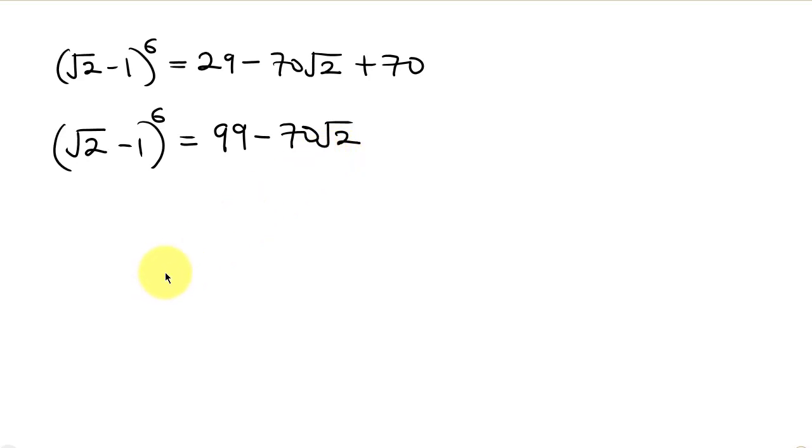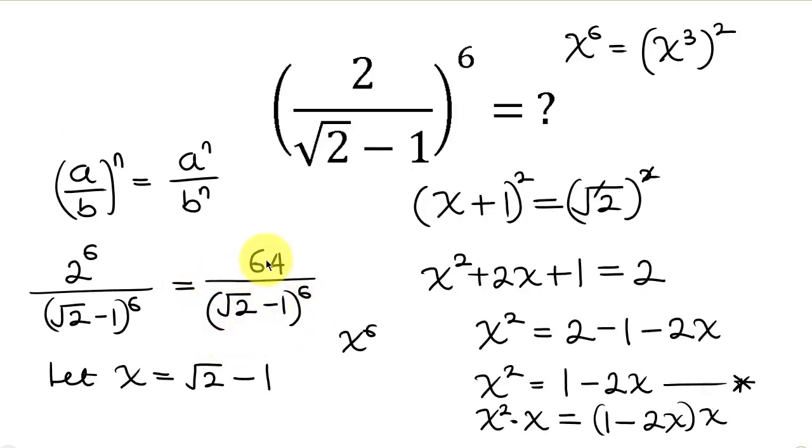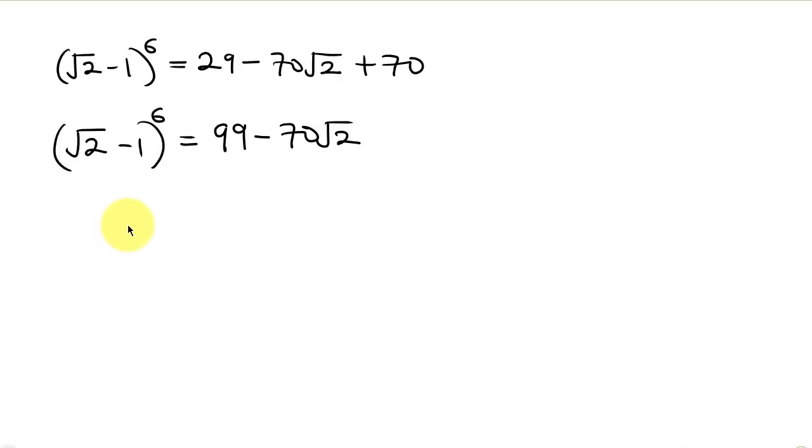Now let's take us back to the question we're solving. So now this is where we are right now. We've got 64 all over the square root of 2 minus 1 all raised to the 6. So we've already got a value for this. So let's put that here. So we have, remember, 64 all over this, whose value is 99 minus 70 root 2. Very good. Now, since we have this expression whereby a surd is a denominator, all we have to do is rationalize. So rationalize using the conjugate of the denominator.